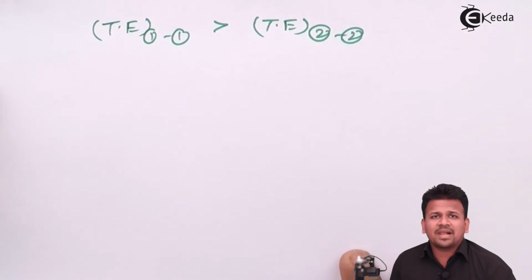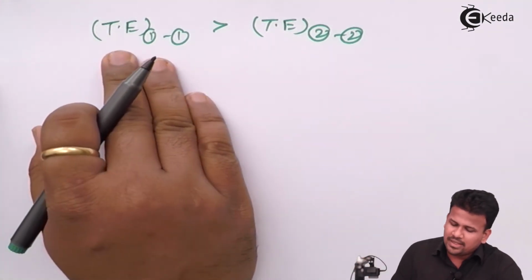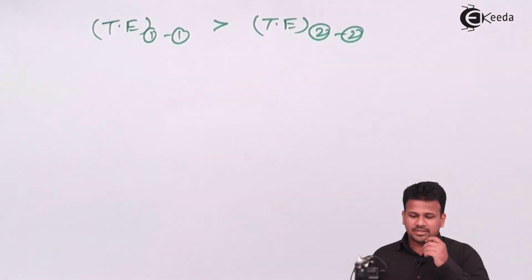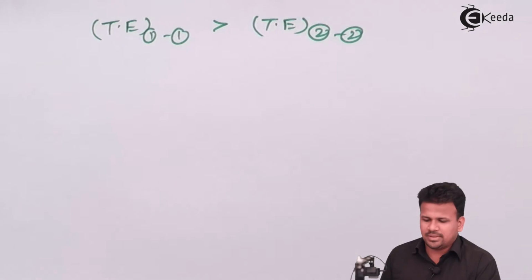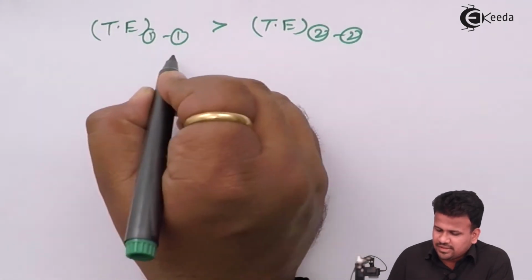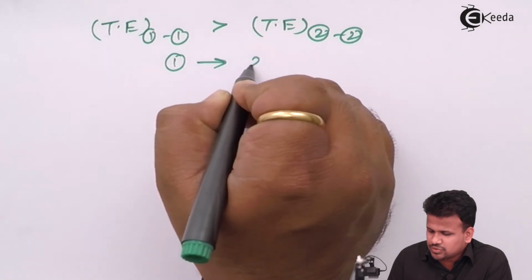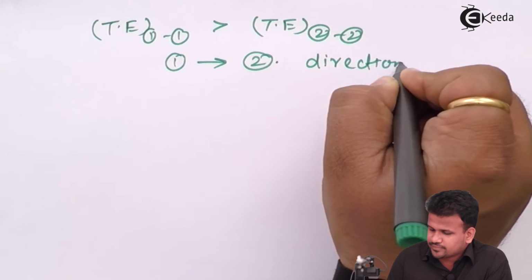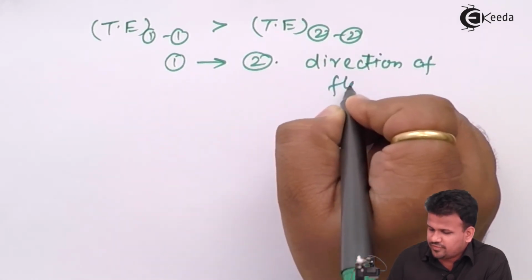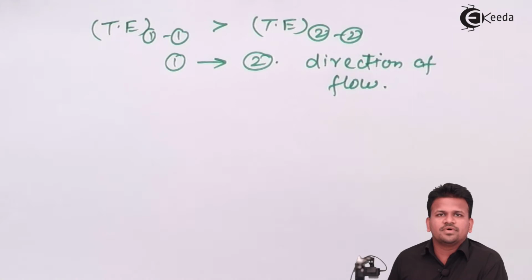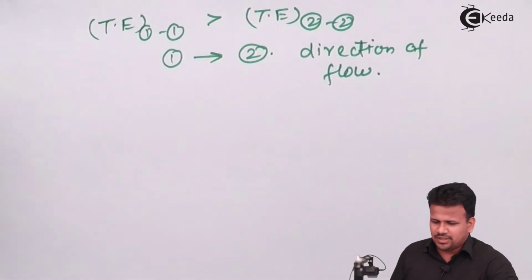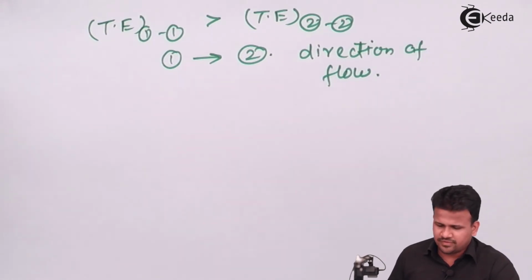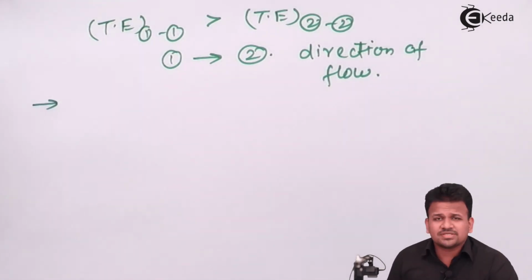Now what does this imply? That the lower level, that is the lower inlet, has a higher energy and the upper inlet has a lower energy. So the fluid will flow from section 1-1 to section 2-2. This is the direction of flow. The next thing we have to calculate is the flow rate in the pipe. For that, we need to know the head loss.